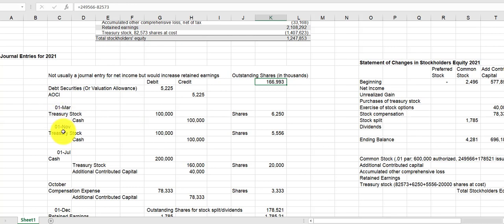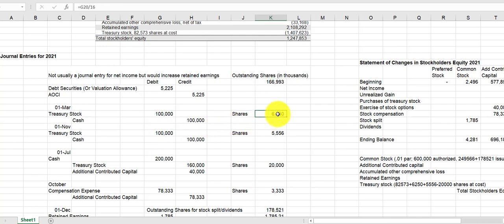Our purchase of treasury stock, $100 million it is, because everything's in thousands, but however you want to think about it, 100,000 credit cash both times. I put them right together so you can just see that, even though they're technically out of order.